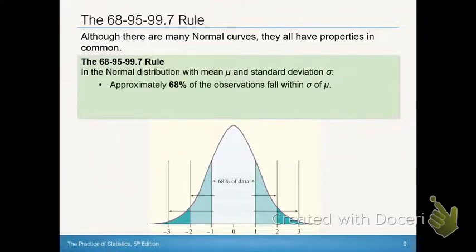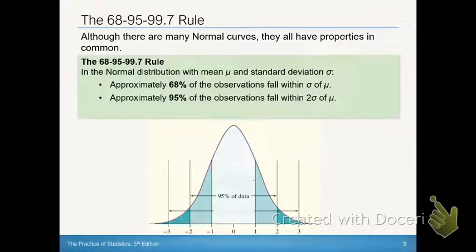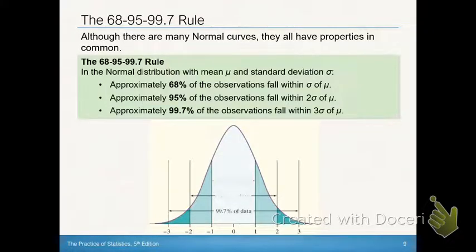So this rule says that 68% of the data falls within one standard deviation of the mean, approximately. And about 95% of the data falls within 2 standard deviations of the mean, and about 99.7% of the data falls within 3 standard deviations of the mean. That's where this gets its name, the 68, 95, 99.7 rule. You might also see it referred to in other locations as the empirical rule.